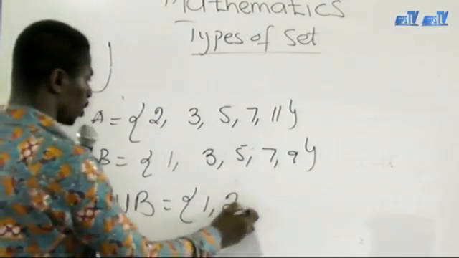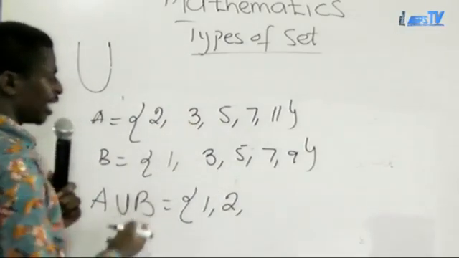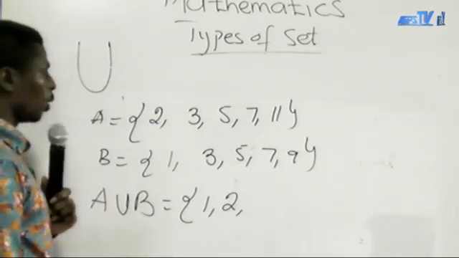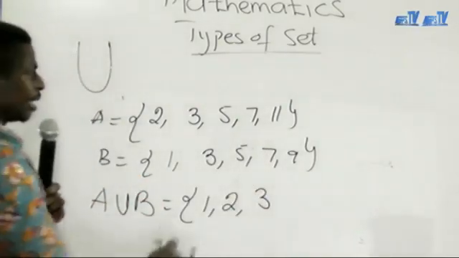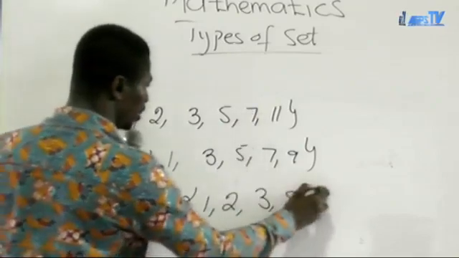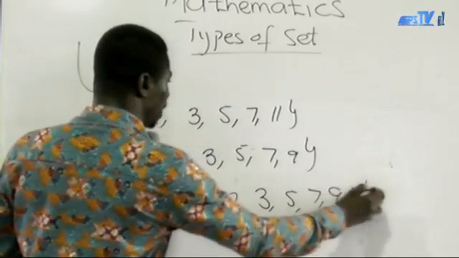So for A union B, we are going to have 1, 2. Even though we have 3 in set A, we also have 3 in set B, but I said members are written only once. So I'm going to write only 3. Then once again, I'm going to have only 5, only 7, and only 9, and then 11.